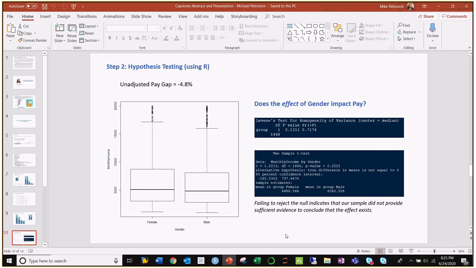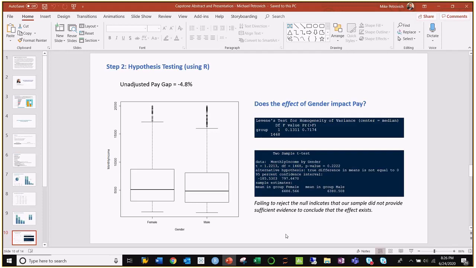So the question is, we know the unadjusted pay gap. Does the effect of gender impact pay? What we can do to answer this question is run a two-sample t-test, taking male and taking female. In order to run the two-sample t-test, we do have to understand if it's equal variances or not. So in order to get our answer, we run a Levene's test for homogeneity of variance. We end up with a p-value of 0.71, so we cannot reject the null hypothesis.